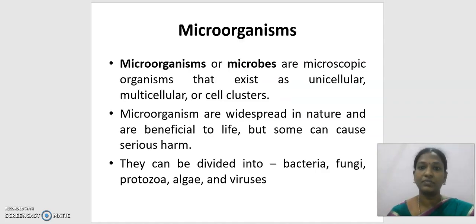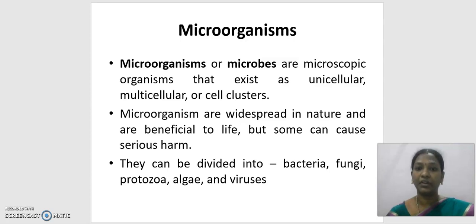So microorganisms or microbes are microscopic organisms that exist as unicellular or multicellular cell clusters. Unicellular means they contain only one single cell, and if it is multicellular, they have a number of cells. A cell cluster means it will be in the form of a group, and they are widespread in nature. Everywhere there are microorganisms, and they may be beneficial or may cause harmful effects to human beings or other living organisms.